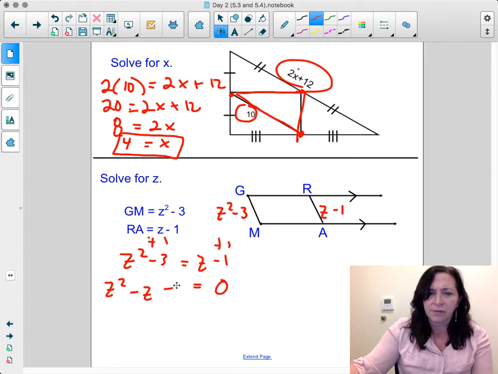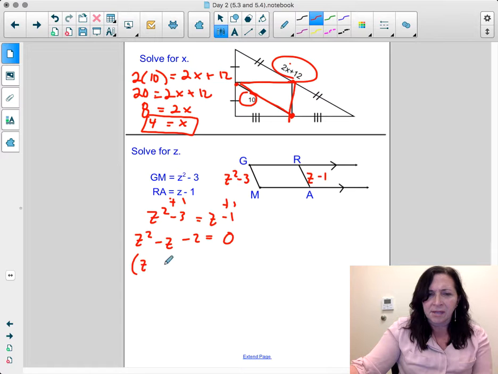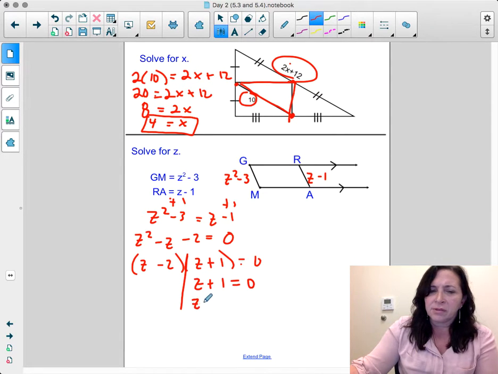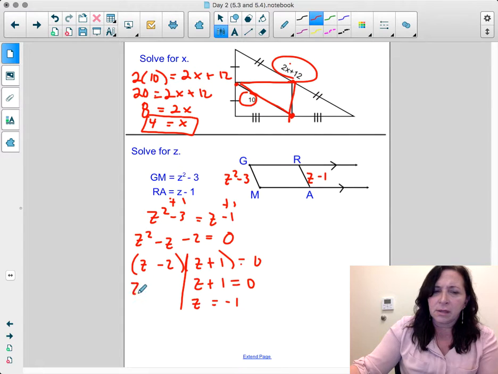I get z squared minus z minus 2 is equal to 0. I'm going to factor that, and I'm going to get z minus 2 times z plus 1 is 0. And check that. I get -2 plus 1 is -1. I'm going to split this up. I'm going to go z plus 1 is 0. So z equals -1. z minus 2 equals 0. So z is equal to 2.